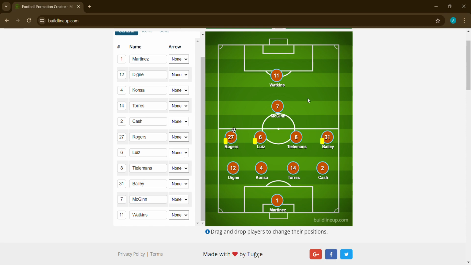So eventually, this is the lineup that Unai Emery started. By the second half, he was playing this lineup, a 4-4-1-1. As Rodgers had the only goal of the match, this brilliant talent right here.